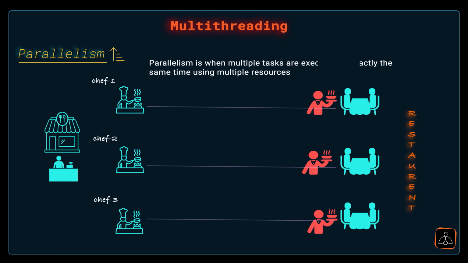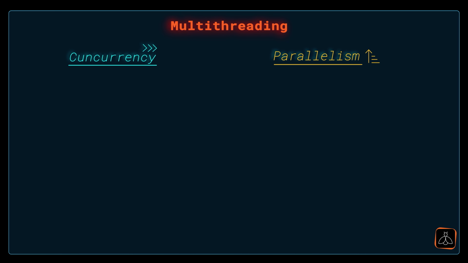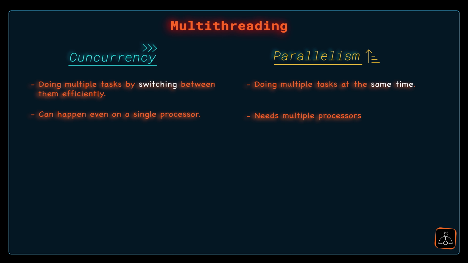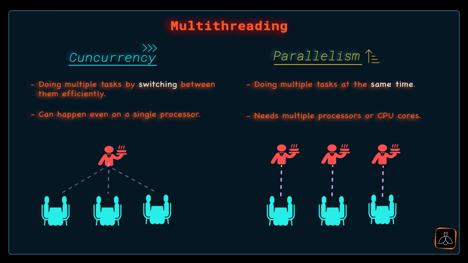Let's revise both the terms one more time so that you will be clear. Concurrency deals with doing multiple tasks by switching between them efficiently, that is context switching. And concurrency can happen on a CPU even with a single processor. Whereas parallelism is doing multiple tasks at the same time, or simultaneously, and it needs multiple processors or CPU cores. In our restaurant example, we can treat waiters or chefs as processors or CPU cores. So this is all about the important terms concurrency and parallelism.